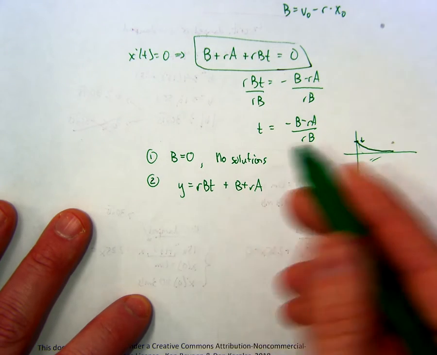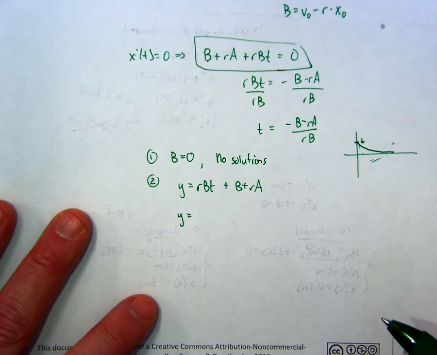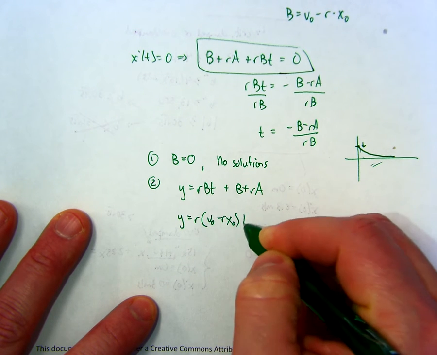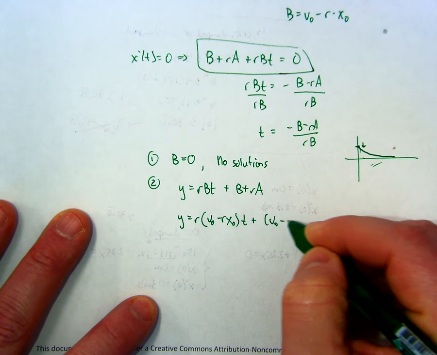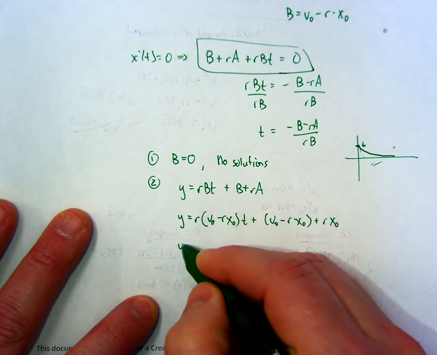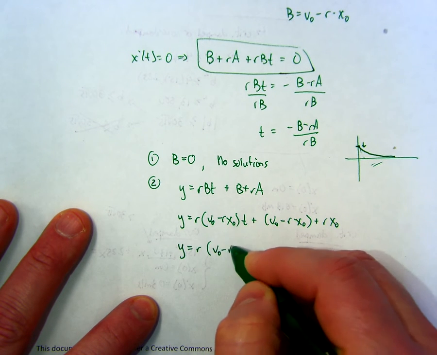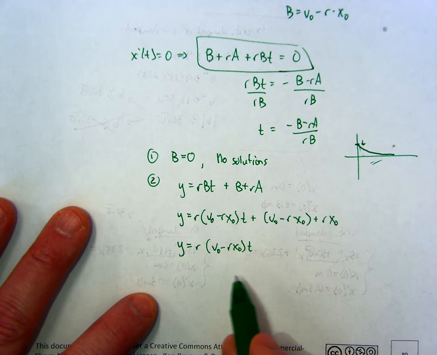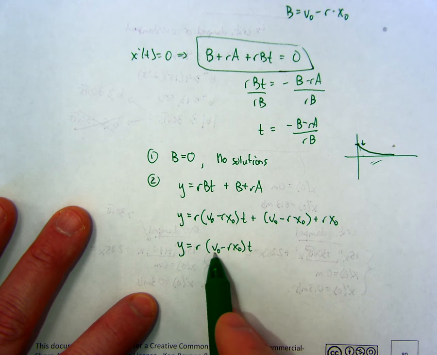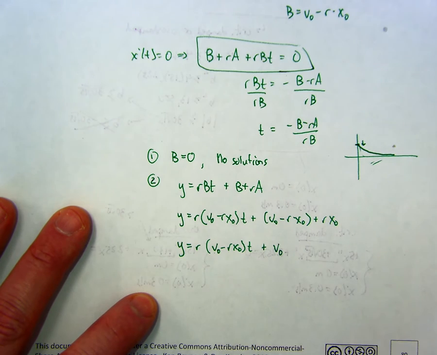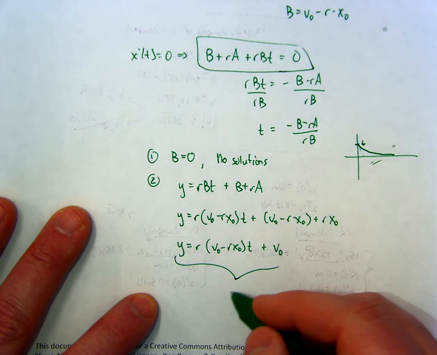But remember the b and the r and all that stuff, those had values. What was b? This is r times v naught minus r x naught t. b is v naught minus r times x naught. And then we have r times a, r times x naught. So what's interesting here is these are all just constants from the initial conditions. The mass and the damping constant give you the r, and the v naught and x naught are the initial position and initial velocity. So what's crazy here is this is a linear function.